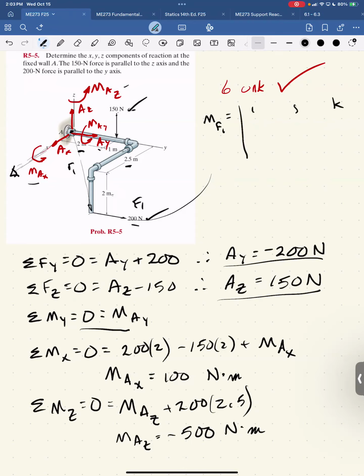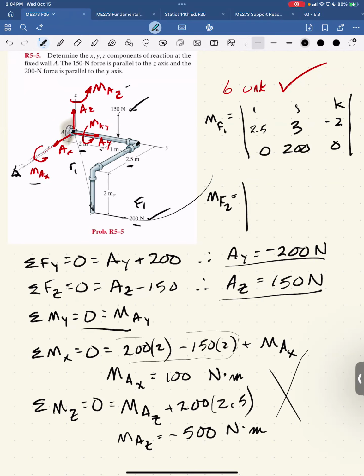So that's 3, actually. 2.5 and then down 2. And then I put the force. In this case, that force is parallel to the Y axis, so it's 0, 200, 0. And then you could do the same thing for force 2, right? And that would get rid of these sorts of terms. You still have to do the summation of moments in X, Y, and Z, but you would have the moments in X, Y, and Z for forces F1 and F2 already by this technique.